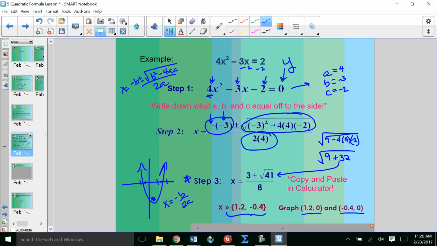But here we're just today focused on getting the actual roots. The whole graphing piece you can do on your own. We've done several lessons now on graphing. So our roots are approximately 1.20 and negative 0.40. We'll round to tenths or hundredths for this lesson.